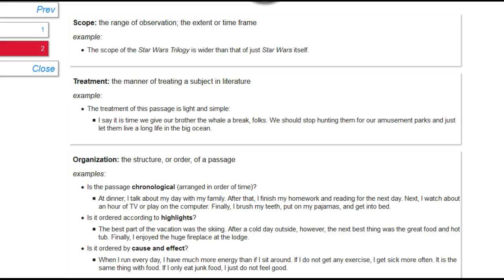I say it is time we give our brother the whale a break, folks. We should stop hunting them for our amusement parks and just let them live a long life in the big ocean.